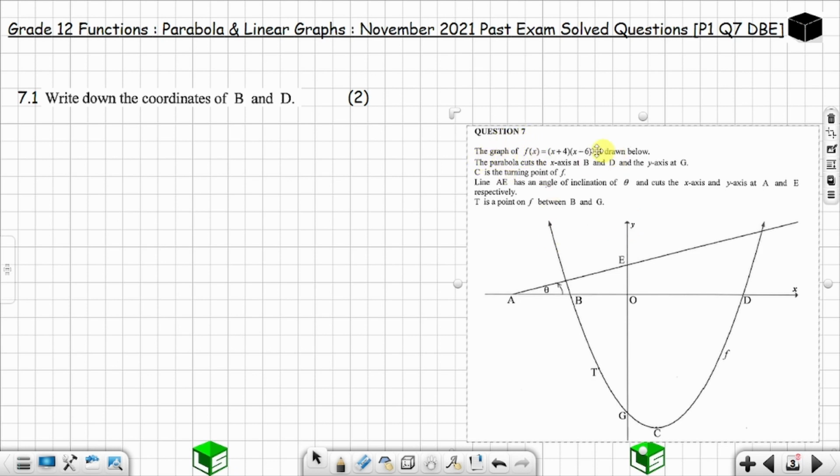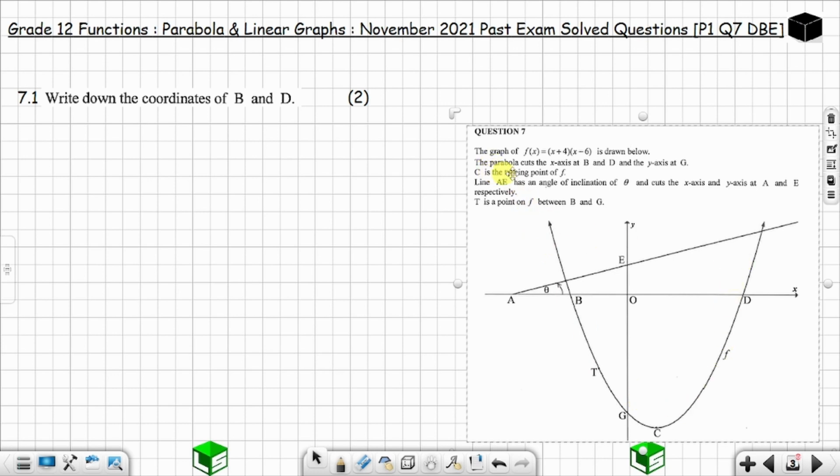The question is given for the graph of f. The graph of f is drawn below. The parabola cuts the x-axis at B and D and the y-axis at G. C is the turning point of f. Line AE has an angle of inclination of theta and cuts the x-axis and y-axis at A and E, respectively. T is a point on f between B and G. So this is the graph of f. It is a parabola.